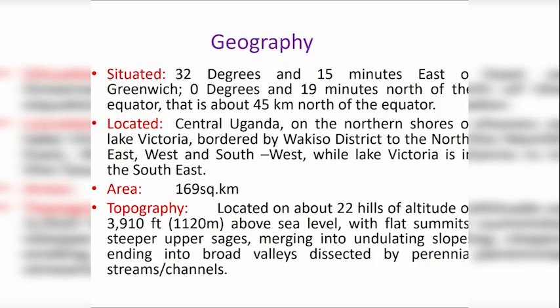We have a few notes about the geography, where Kampala is lying, and its location. The area is 169 square kilometers. You'll see as we go along, we have 5 divisions, and the area is distributed along. The topography there is also well listed.